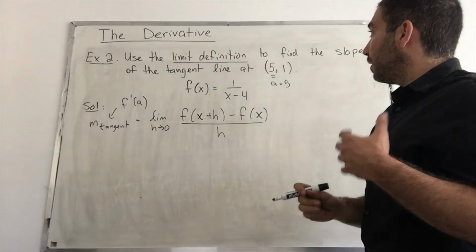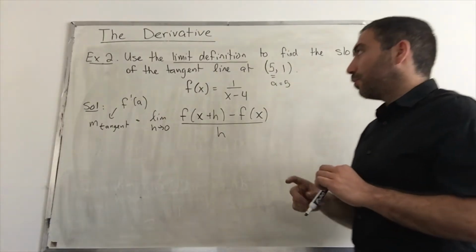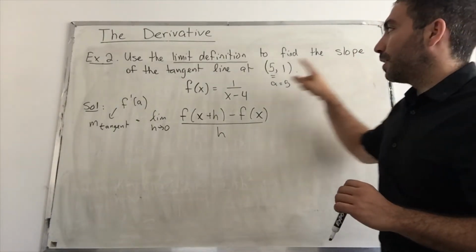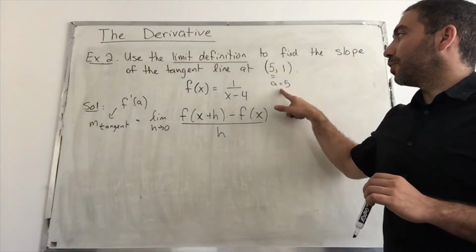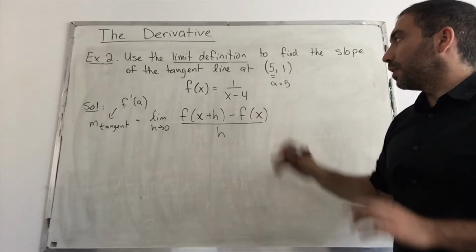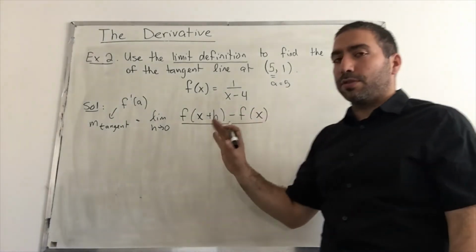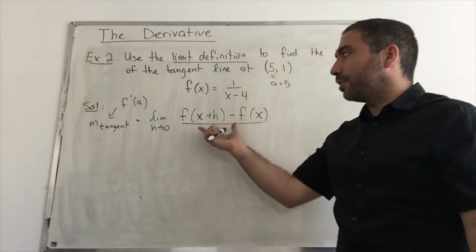If we were asked to find the equation of a tangent line, then it's different, which we'll see soon. But right now it's just asking for the slope, so all you care about is the a, which is the x value in the point that's given, which is in this case 5. Okay, but we'll come back to this. Let's just go ahead and use the limit definition to find the derivative first.